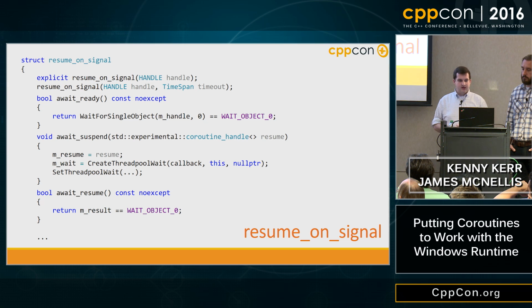In suspend, we create the thread pool wait object, and we submit it to the thread pool. This is what will actually tell the thread pool that when this object becomes signaled, it should schedule my continuation, which is going to be the resumption of the coroutine. And then in await resume, we return a bool that tells you if the wait succeeded or if it timed out. We return true if it succeeded and false otherwise.